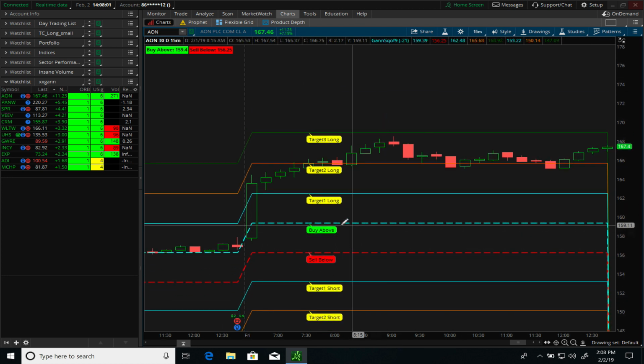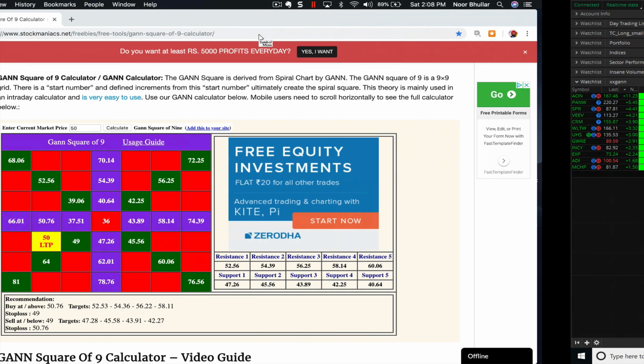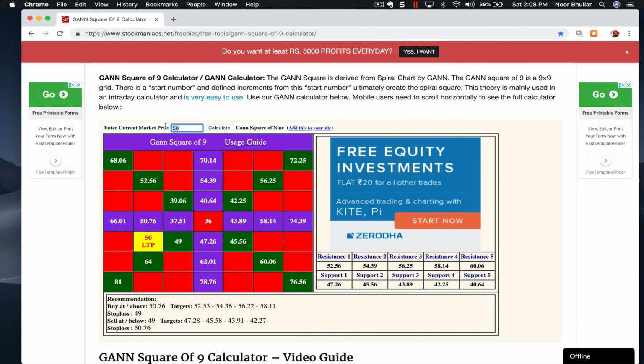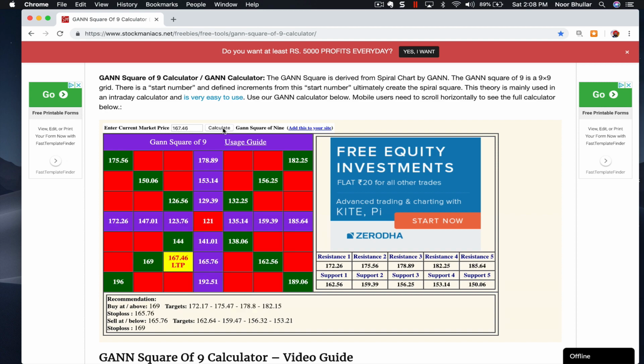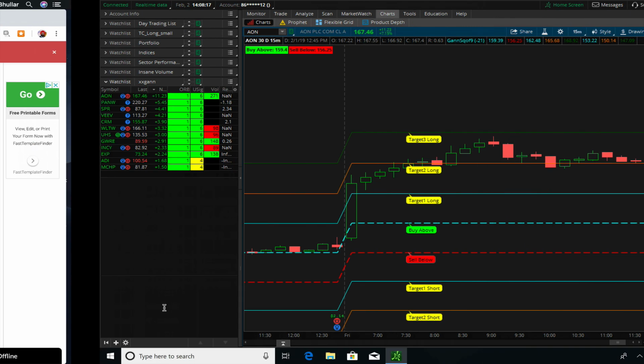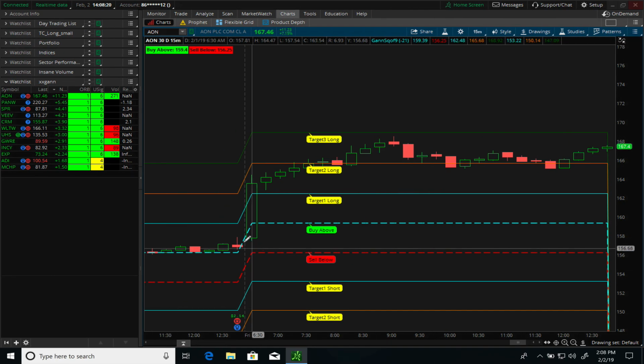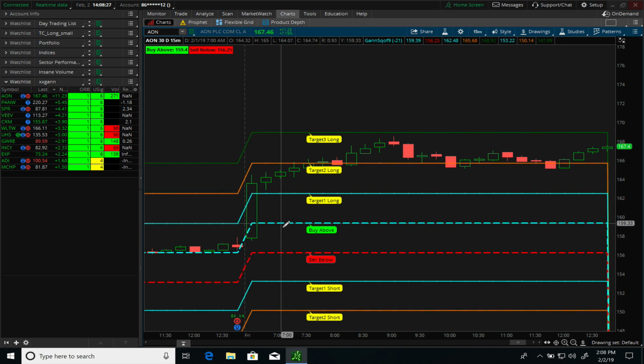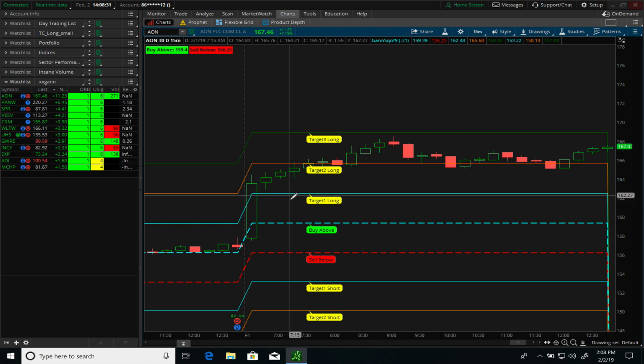So here's the principle behind it, right? Let's assume that we took 167.46 as the opening price, and you hit calculate, and the buy above is at 169. So the buy above is 169, so it's 159.40 in my case, which is close enough. So this is your buy above line. You're going to buy above this line and then use the next 3 lines as targets.